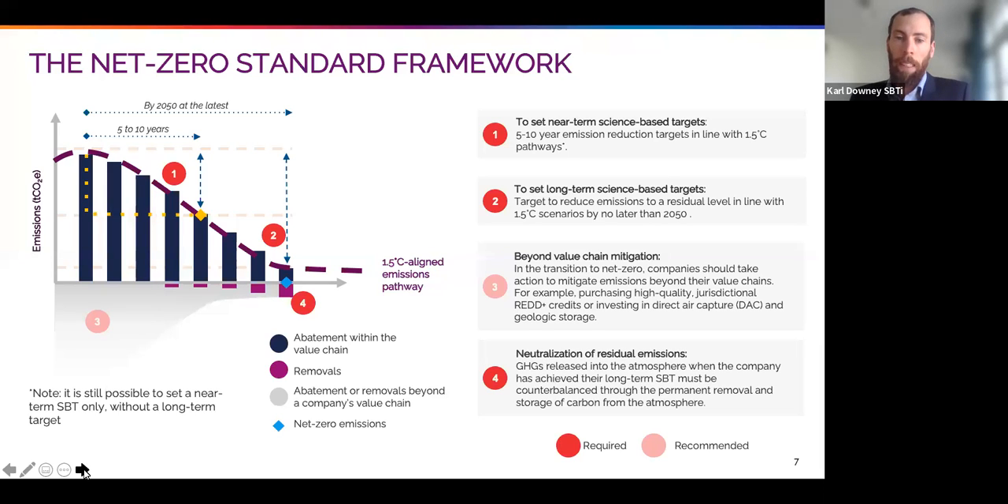The third element on the screen is optional. Science-based targets should be based on real emission reductions within the value chain, so they cannot rely on offsets or compensation. But this doesn't mean that such actions beyond the value chain don't have value. They can help reduce emissions in other parts of the economy. Therefore, companies may wish to embark on these actions as a voluntary additional action, which we call beyond value chain mitigation. And then the fourth and final part is compulsory, and that's when a company reaches its very low emissions level by its long-term target date. It must commit to reducing those residual emissions to reach net zero through permanent removals from the atmosphere. And of course, companies who don't want to set a long-term target can set only a near-term target if they wish.